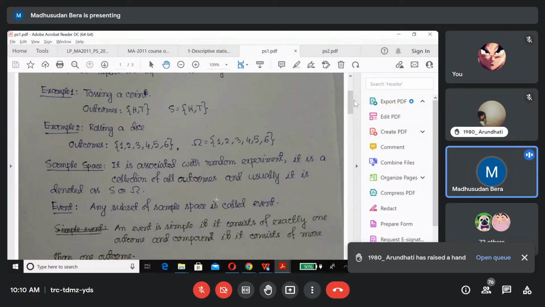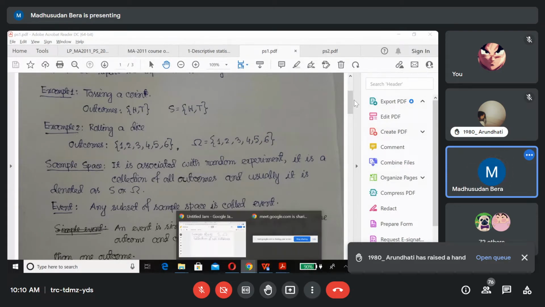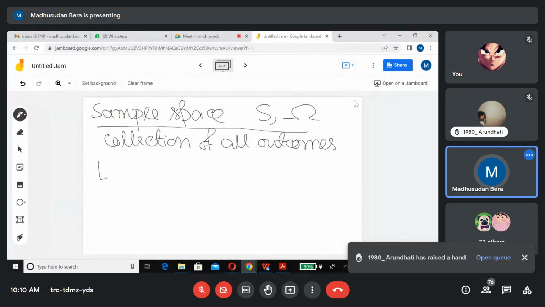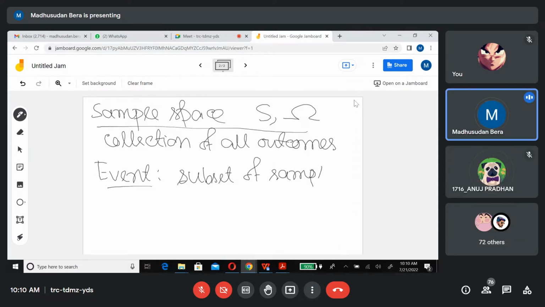Now event. What is event? Any subset of the sample space is called an event. Okay, any subset of the sample space. What is event? Event is a subset of sample space. So sample space and event definitions are clear?